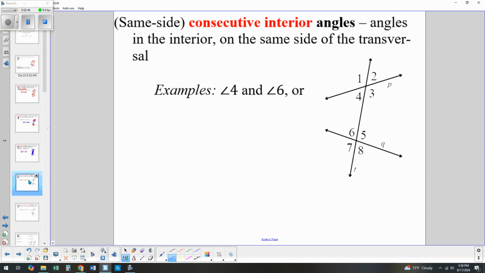Same side or consecutive interior angles. So let's eliminate our exteriors. If I chose 4, I now want the same side of the transversal. So that would be angle 6. And then another pair of same side interior would be 3 and 5.